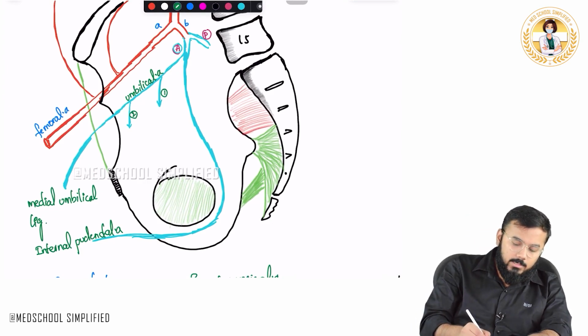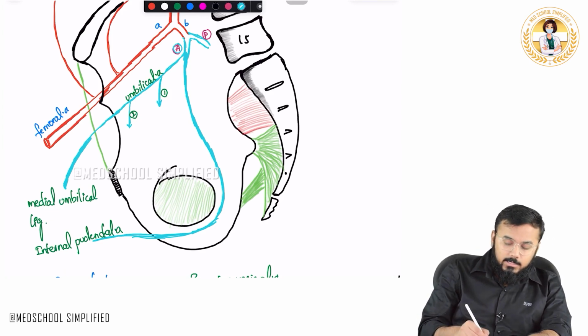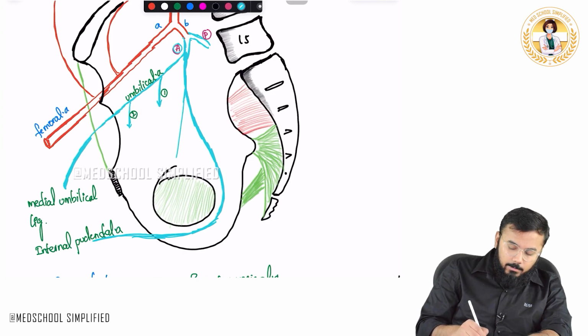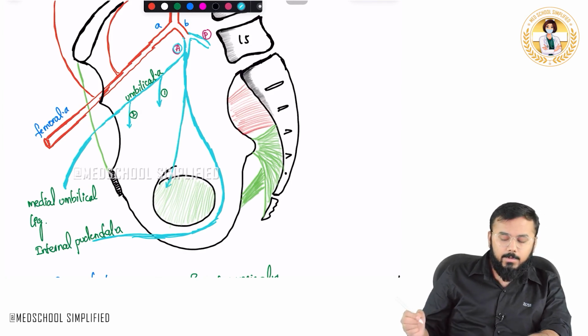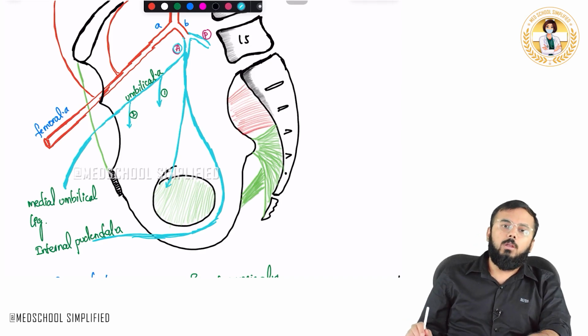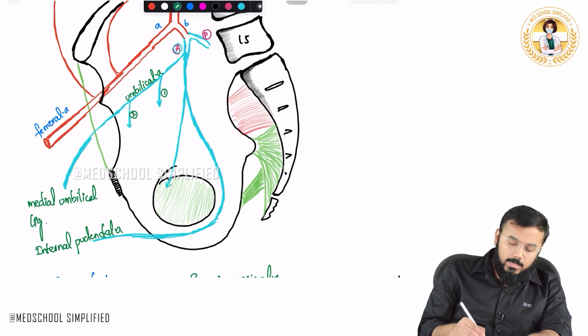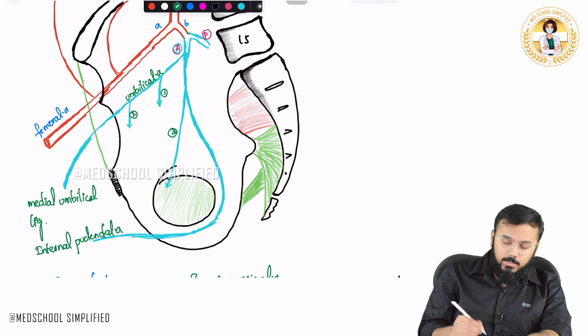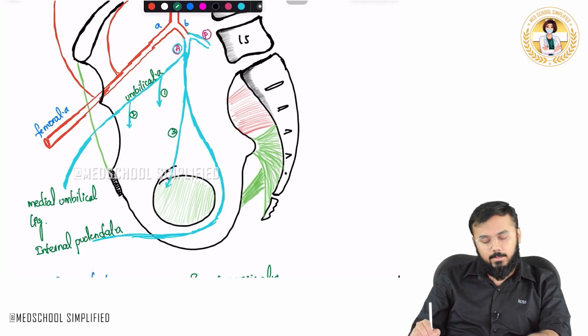The first important thing is that this branch over here is giving one more branch that supplies onto the top, onto the obturator membrane here. So this artery is called the obturator artery. Let us name this as artery number 3. This is called the obturator artery. The anterior branch is giving an artery called the obturator artery.